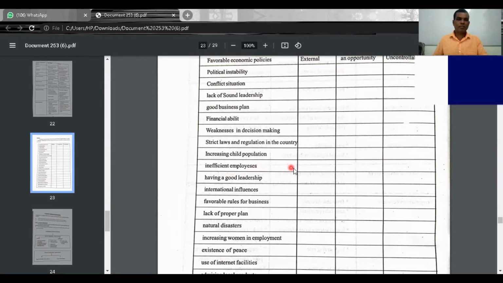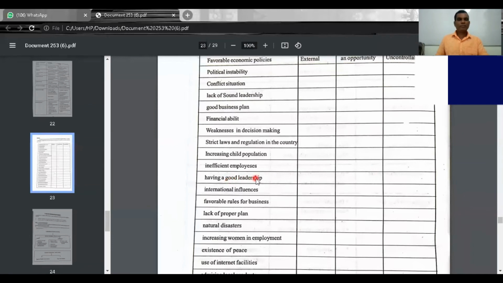Inefficient employees, it is internal, can be controlled. They can be given training, development, they can be educated, they can be warned, so that it is internal. And then it is a weakness. If the item is wrong, write the correct one. Weakness. Uncontrollable, no, it is controllable. It can be controlled, because how can we control? They can be given training, a warning, and a salary increment to make them efficient.